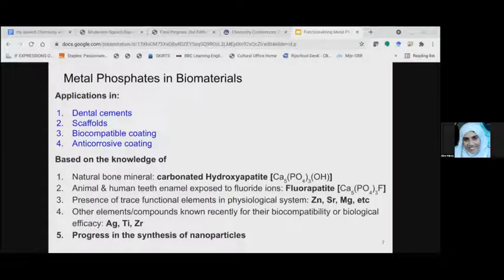Regarding biomaterials, metal phosphates are mainly used in 4 major applications, namely dental cements, scaffolds, biocompatible coating, and anti-corrosive coating. Their choice was based on the composition of natural bone apatite and the presence of trace bifunctional elements and ions in the physiological system. However, nowadays we also know a number of additional bioinert metals, and there is a considerable progress in the synthesis of functional nanoparticles.